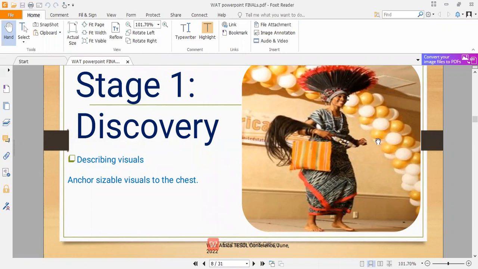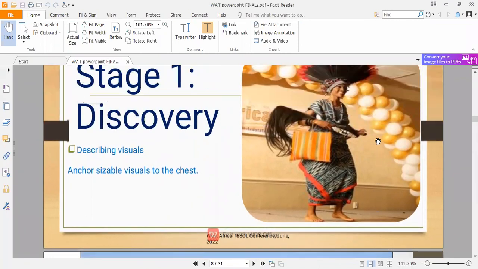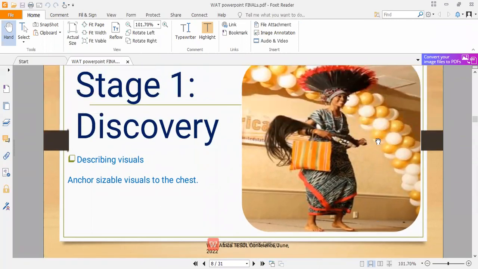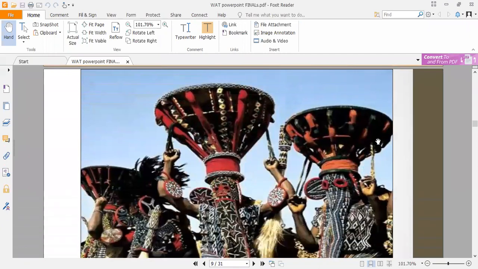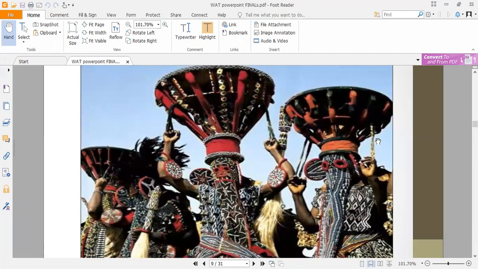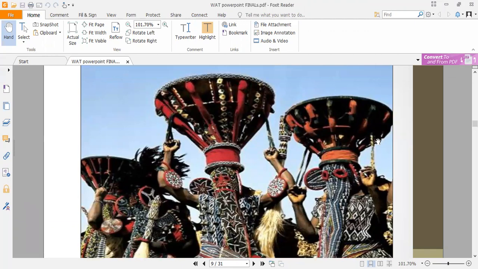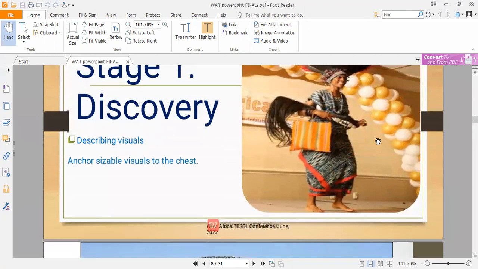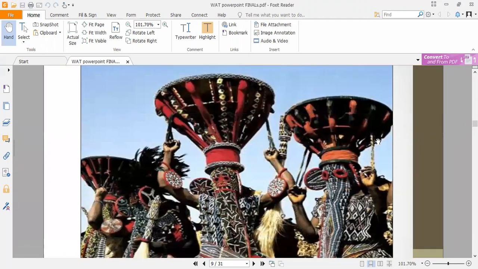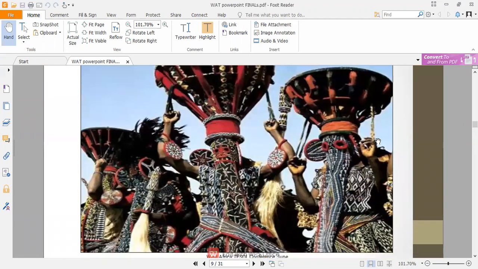Okay, as seen on this stage 1, the activity we carried out was describing visuals, and it was the first critical thinking activity we used to enable the learners express themselves orally while thinking critically. As seen on the image in front of your screens, we have a lady with a fiber bag in her right wrist. In the second image, as seen on your screens, we have some men putting on beaded elephant masks.